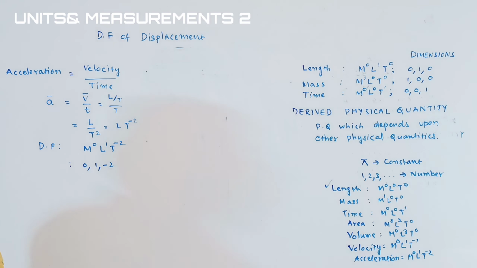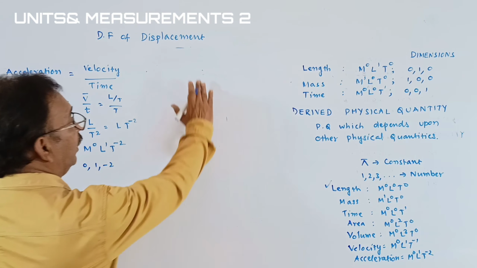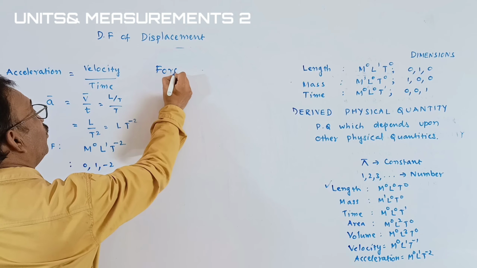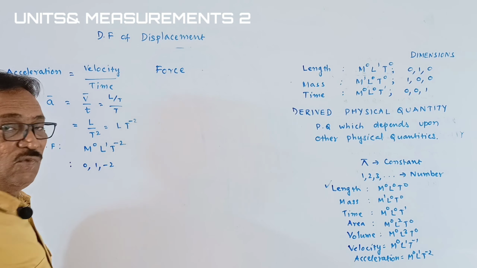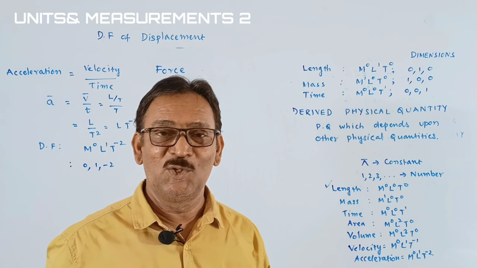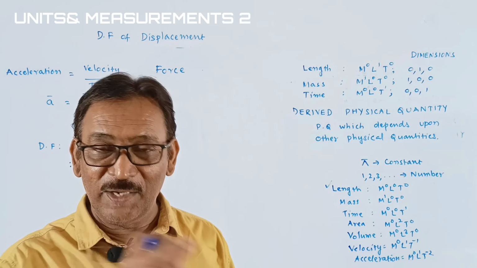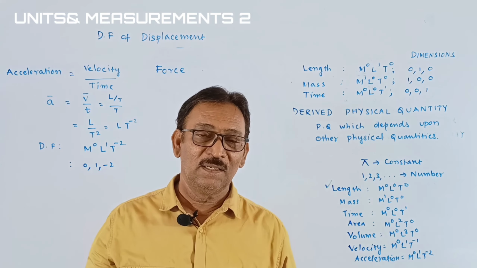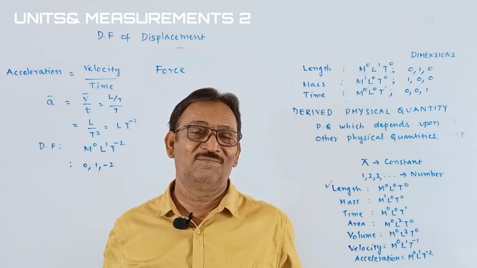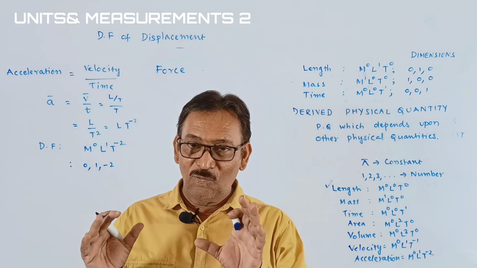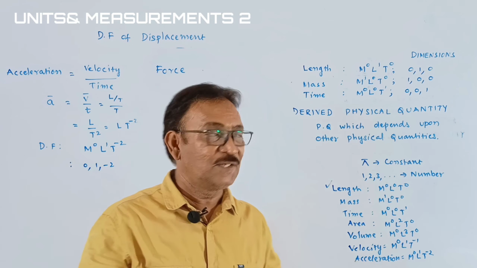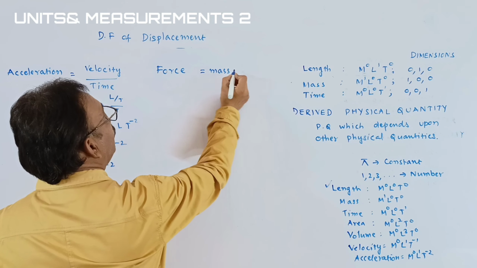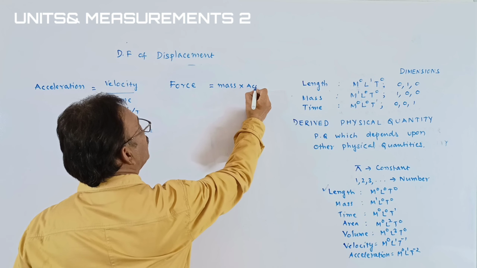And I'm writing one more dimensional formula for a derived physical quantity. That is force. Force is one more vector quantity, students. What is the force? Mathematically, we can treat the force as the product of mass and acceleration. Mathematically, we can write force as mass times acceleration. Force means mass multiplied with the acceleration.